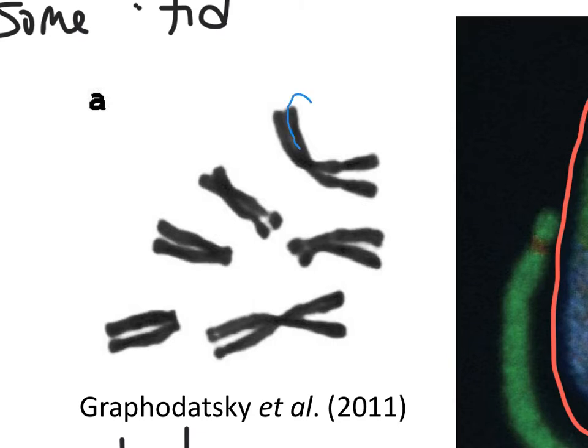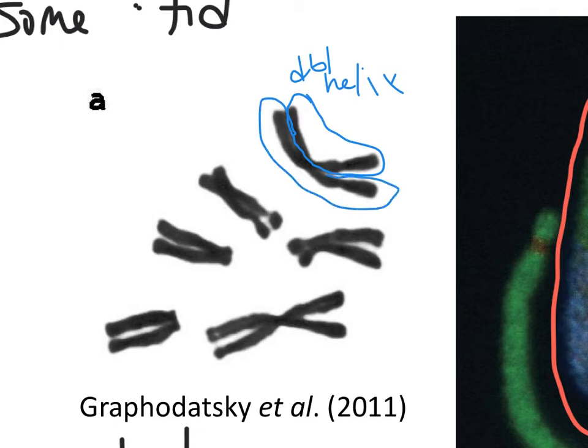That object that I'm circling right there, that's a double helix. It's a single chromatid. That's one chromatid. There is a second chromatid. That's right, sister chromatids. So that's one, that's two, sister chromatids, and they're connected at their centromere.